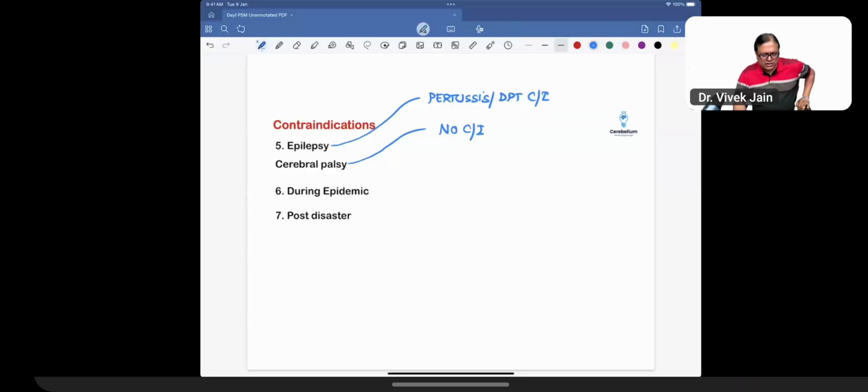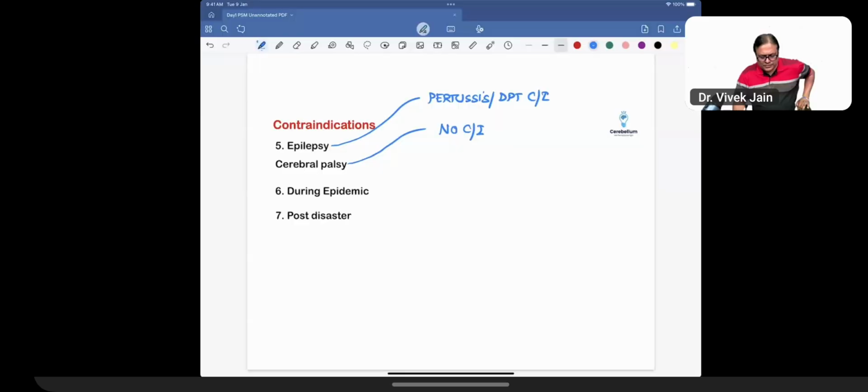Okay, suppose they give you a clinical question. A child is a case of epilepsy. He was started on phenytoin, valproate. His epilepsy got controlled. He comes to your clinic. Which vaccine is contraindicated? There is no contraindication. So when we say epilepsy, DPT is a contraindication. It is active epilepsy. But the question mentioned epilepsy controlled on medication like phenytoin, etc. Then it is like a non-progressive disease. You can safely give all vaccines, including DPT.